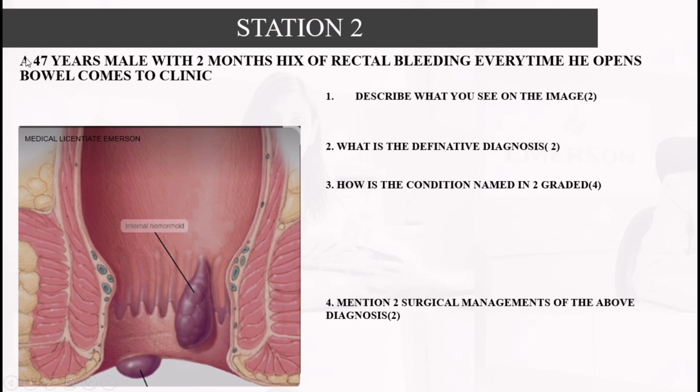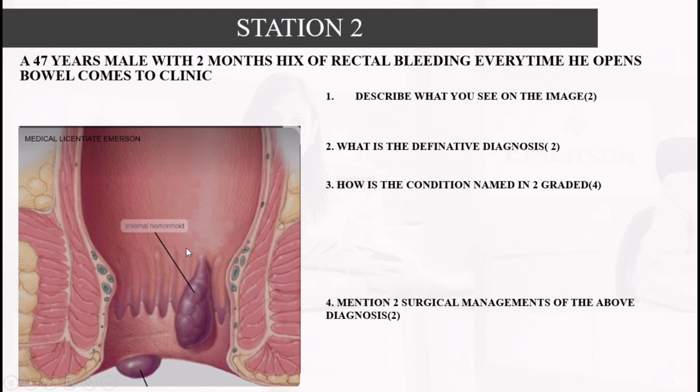Then station 2 says a 47 year old male with a 2 month history of rectal bleeding every time he opens his bowels comes to the clinic. Question 1, describe what you see on the image. Question 2, what is the definitive diagnosis, and how is the condition graded? Then mention 2 surgical managements of the above diagnosis.